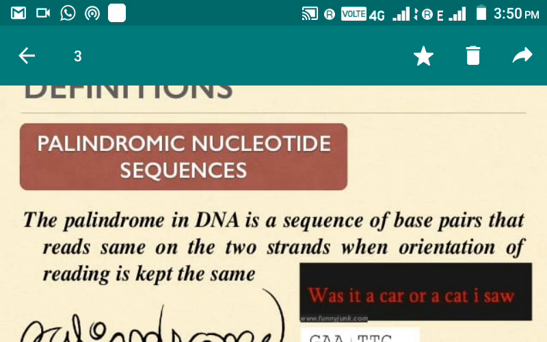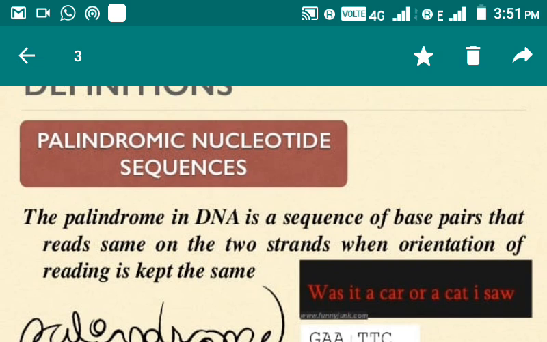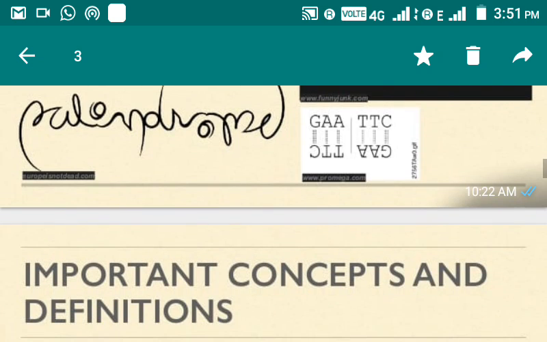GAATTC. Now once you read it from 5' to 3', it's just complementary from 3' to 5', that is GAATTC, which is quite complementary. That is known as palindromic, and this palindromic sequence is an important character of any restriction enzyme. Okay, so this is a palindromic sequence.